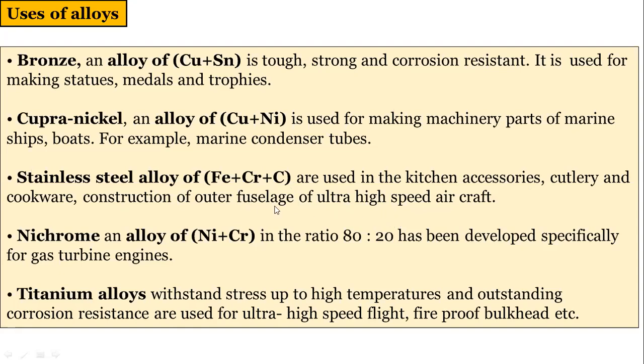The fuselage means the entrance construction, exit construction of the outer fuselage of ultra high speed aircraft. So for the preparation of this exit part of this ultra high speed aircraft, it is used. Generally it is used for kitchen accessories. In the kitchen we are using this stainless steel, all the cutlery, cookware, it is made up of stainless steel. We are interested in this alloy only, Fe, chromium and its uses.